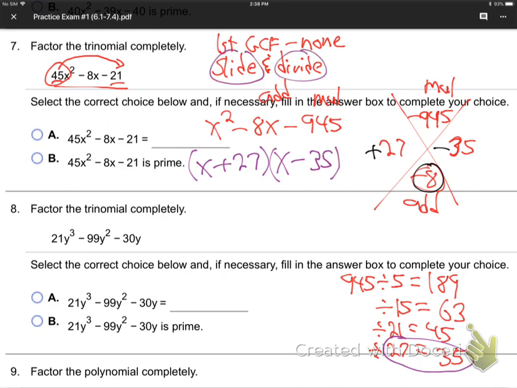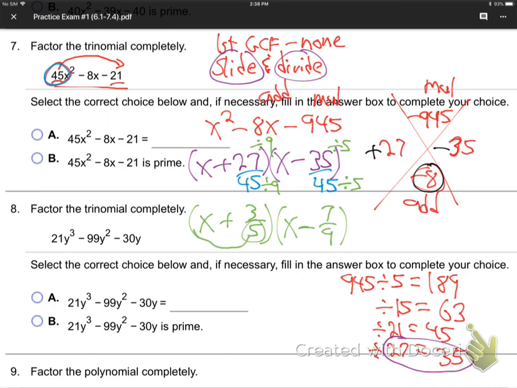Now comes the divide. To divide, we've got to divide by the number we multiplied in the front, the 45. So divide both those by 45 and then reduce those fractions. So this one divides by 9, top and bottom. This one by 5, top and bottom. So we get x plus 3/5, x minus 7/9, and then slide back.